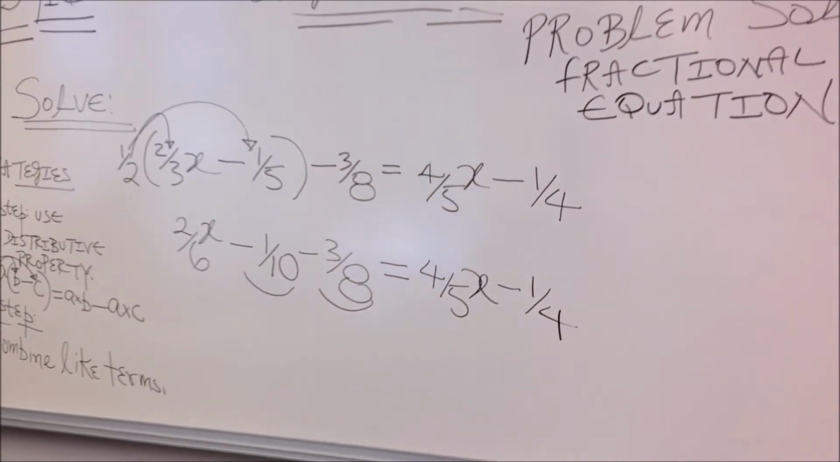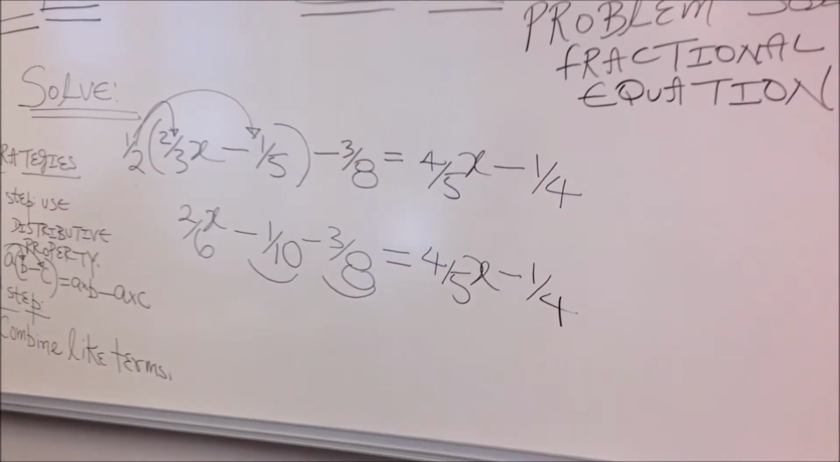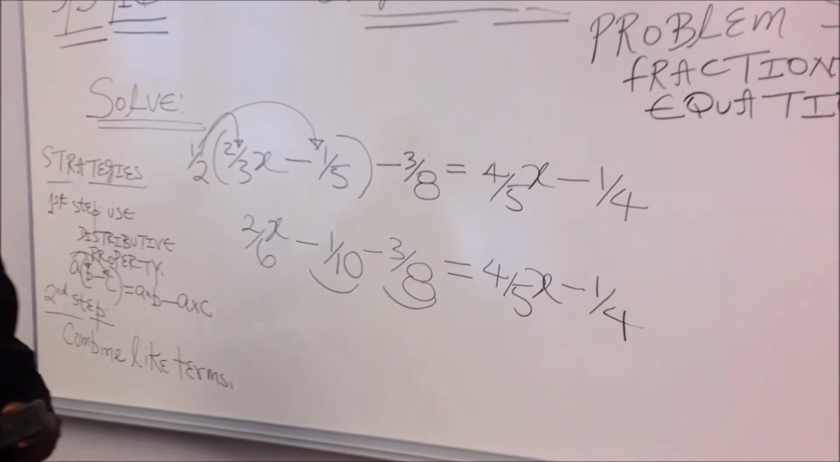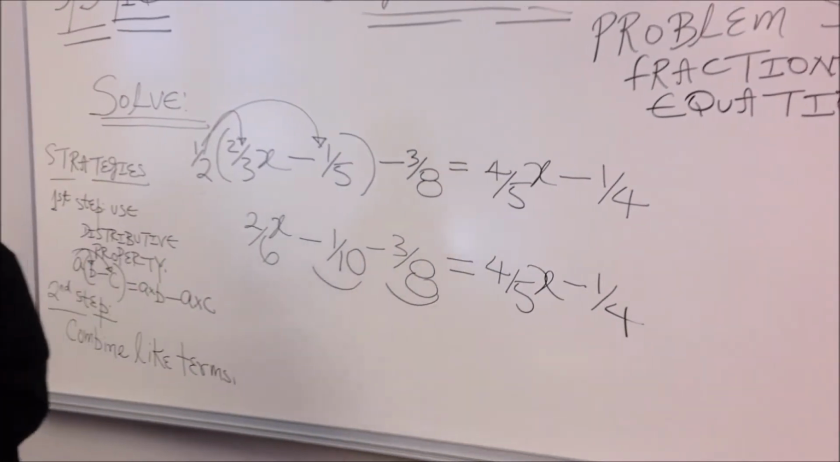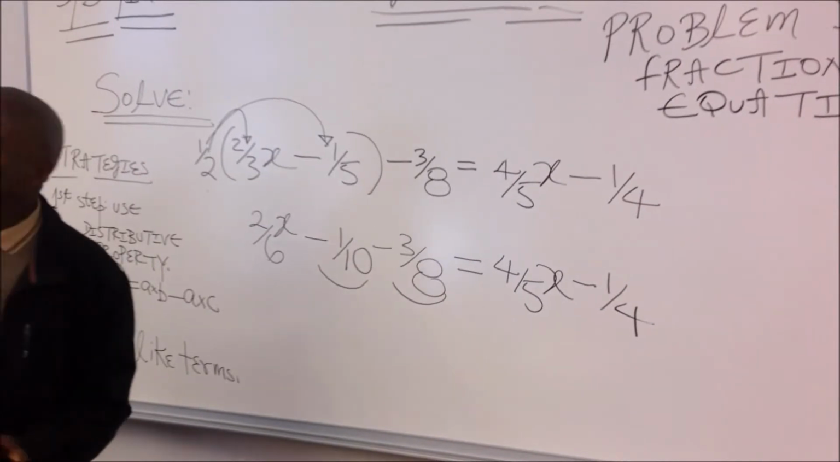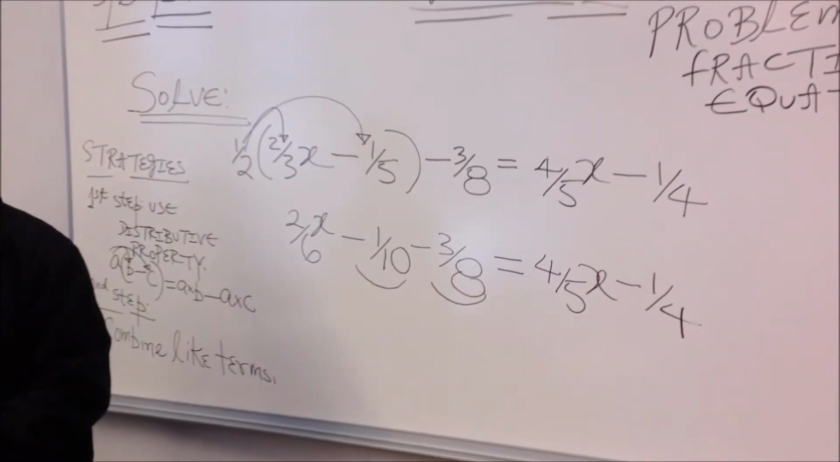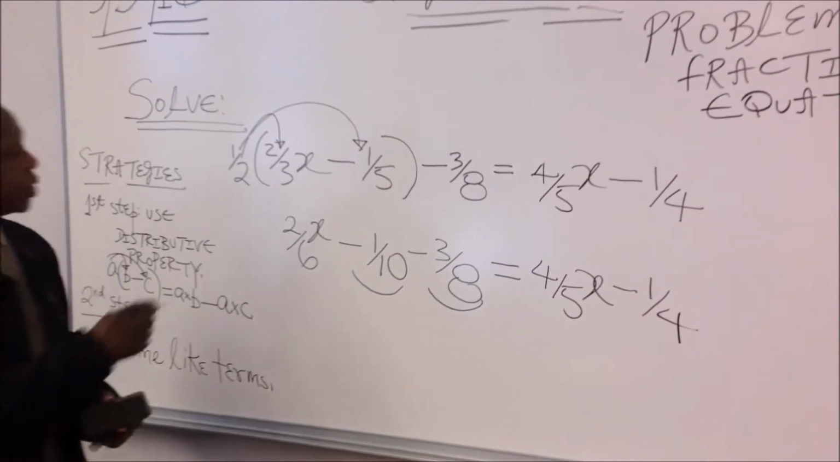So 80 or 40 would do, but we can take 40, right? 40 is the least common denominator. But we also know that 80 is a common denominator. So consequently, we're going to use 40.